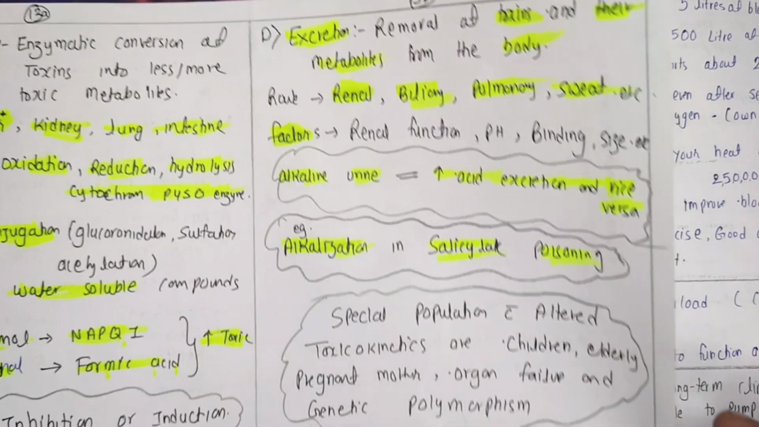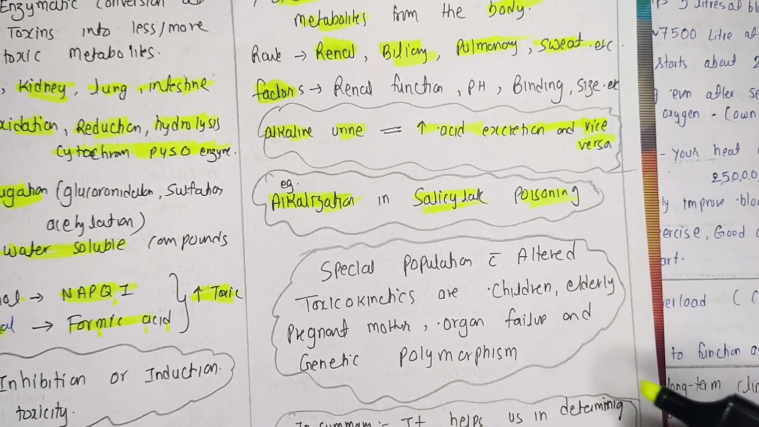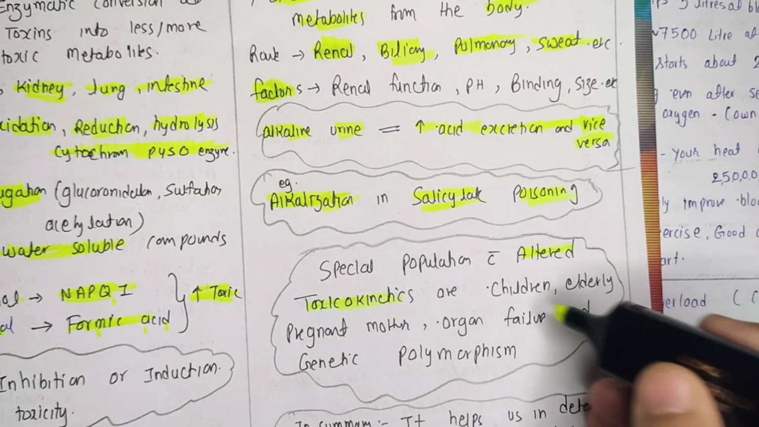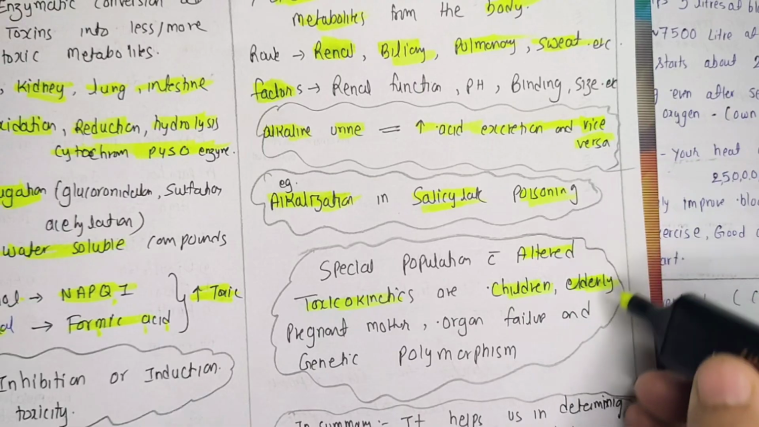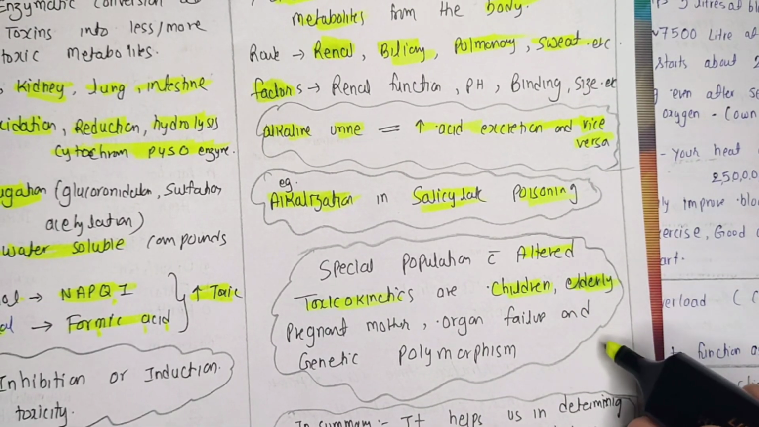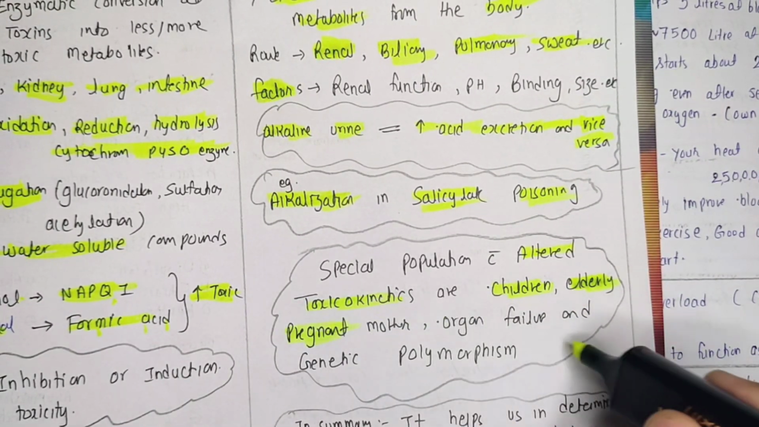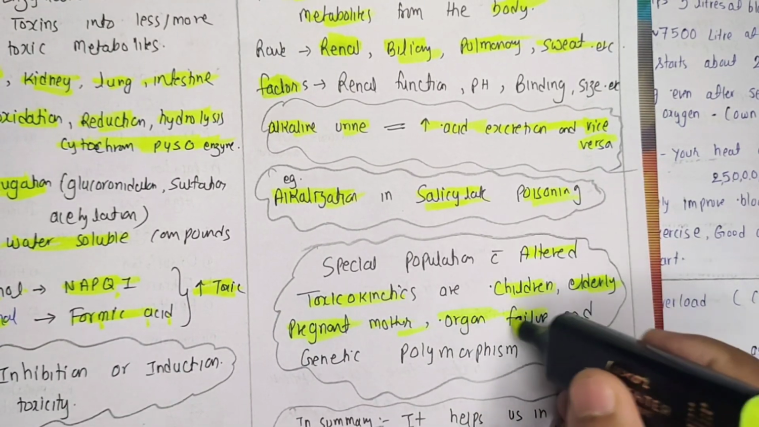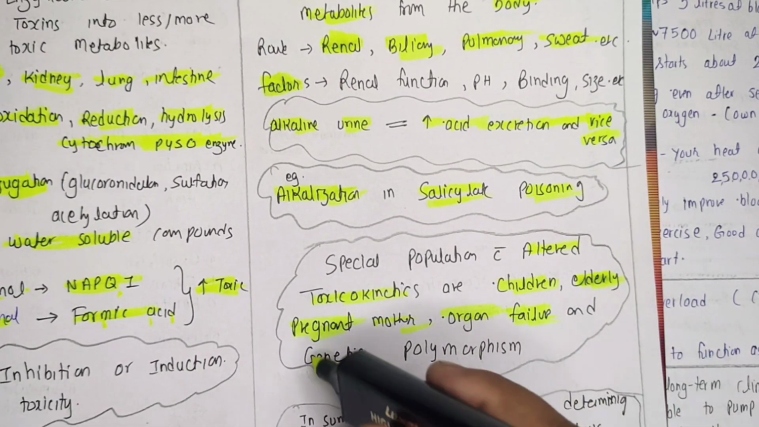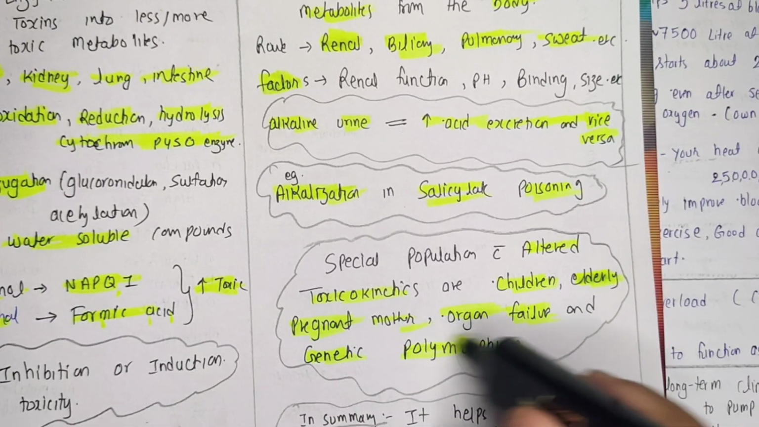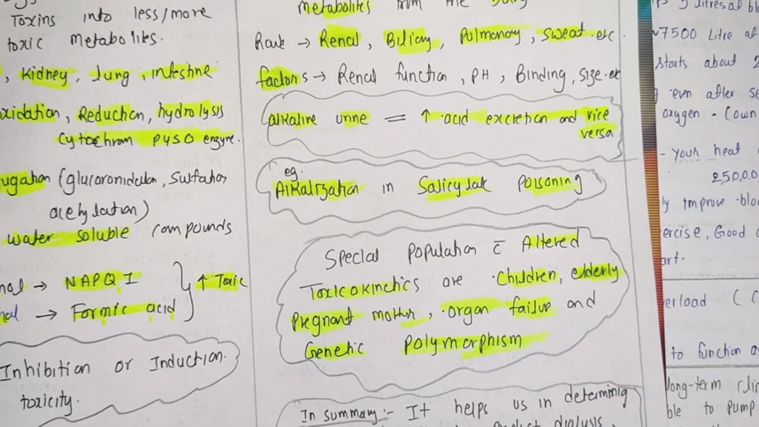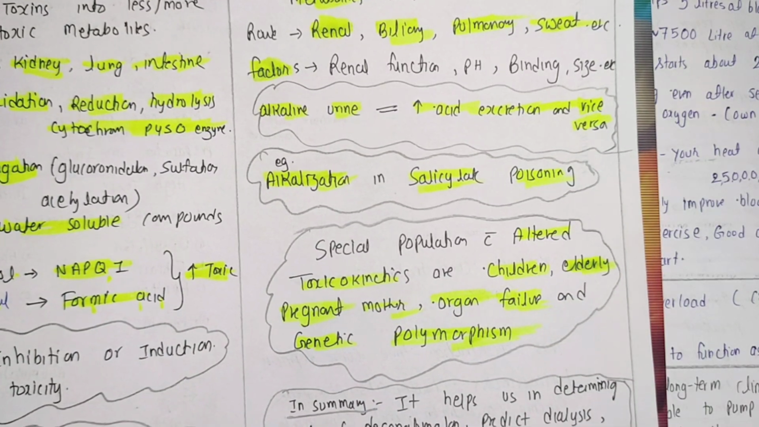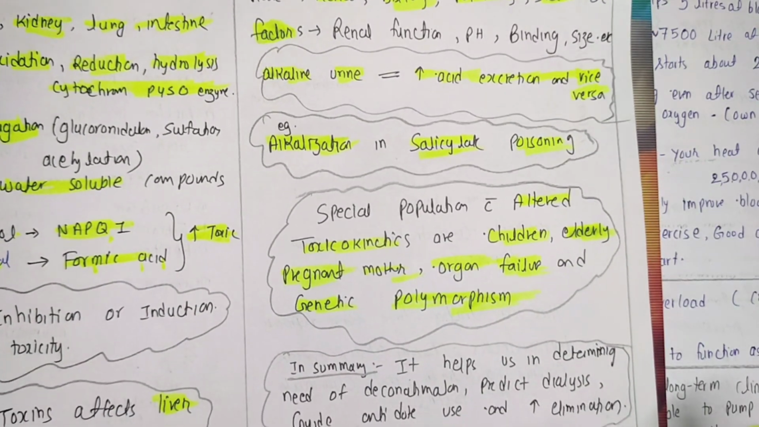Another important thing we have to consider is that some special populations have altered toxicokinetics. The special populations are especially children, elderly or geriatric people aged more than 60 or 65, pregnant ladies and lactating mothers, and persons with organ failure like heart failure, liver failure, renal failure and so on. If a person has genetic issues or genetic polymorphism, that population is also considered a special population. So we need to see whether the course of toxicokinetics is altered in them, right?